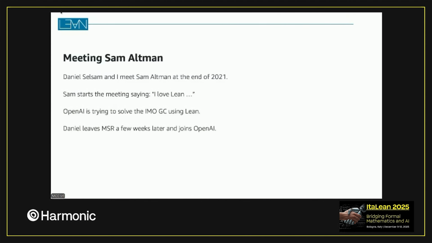Then a few months later, Daniel and I meet Sam Altman. This is true. This is not a joke. OpenAI is using Lean at the time, trying to win the IMO Grand Challenge. And so Altman starts the call saying, I love Lean. You guys are working on small potatoes. We should go after the Riemann hypothesis. I'm not kidding. This is it.